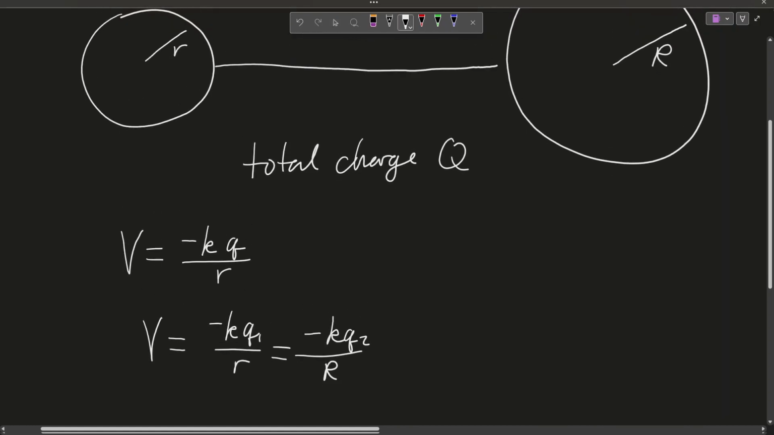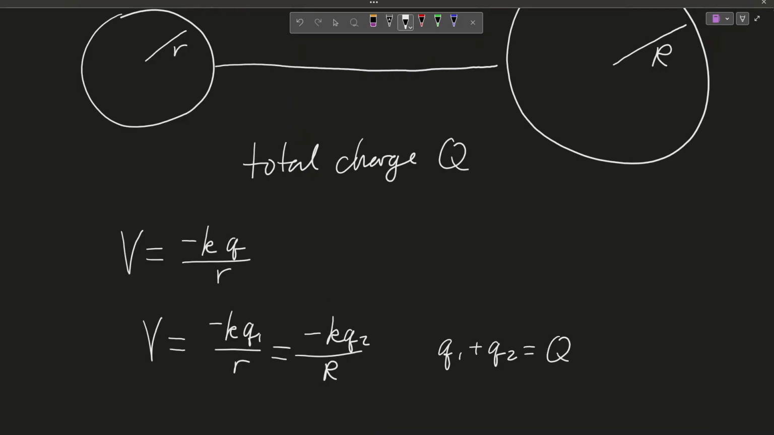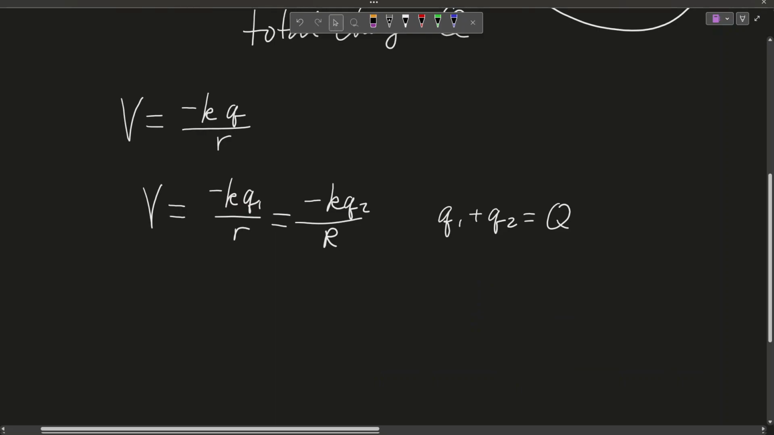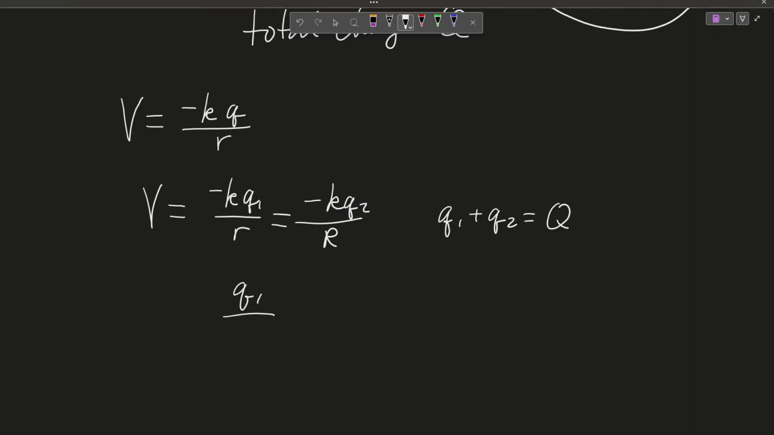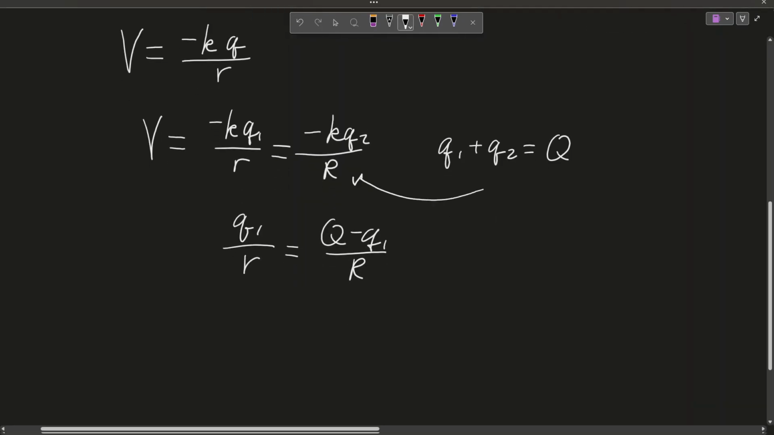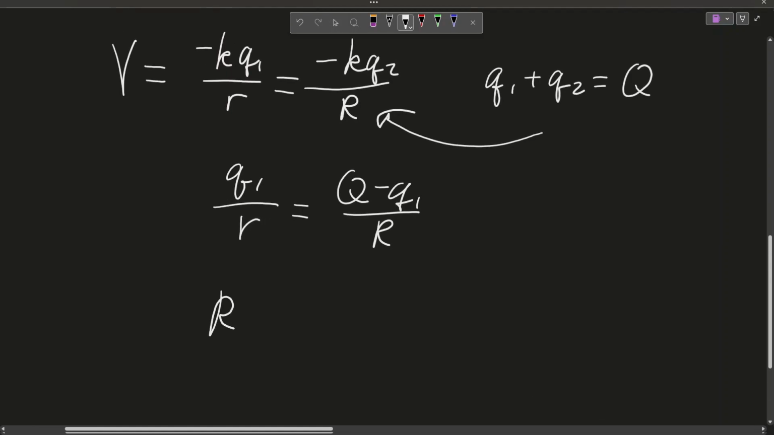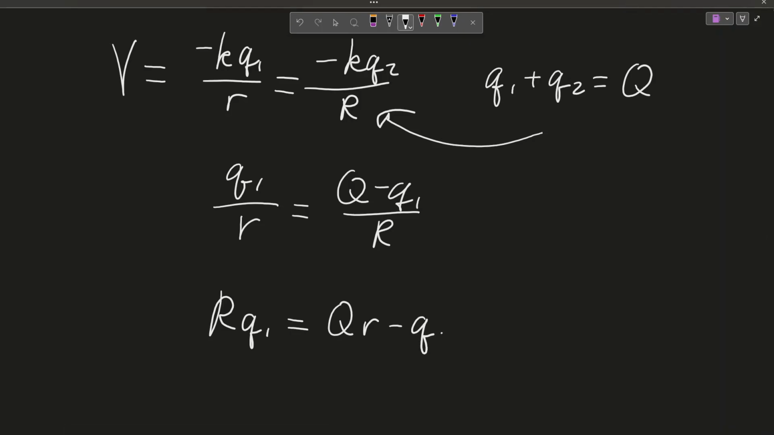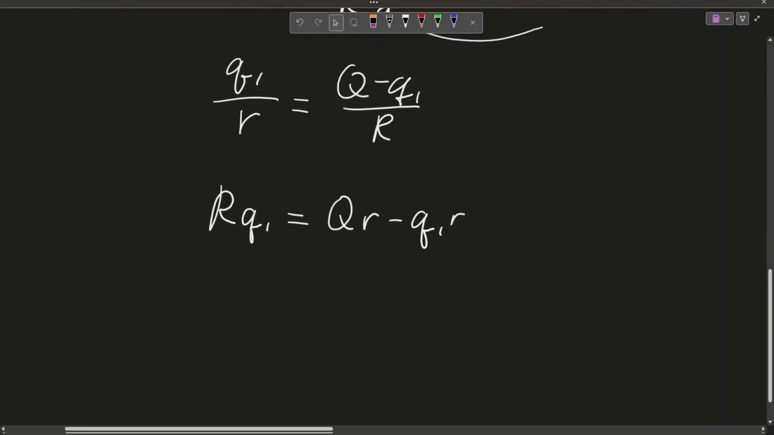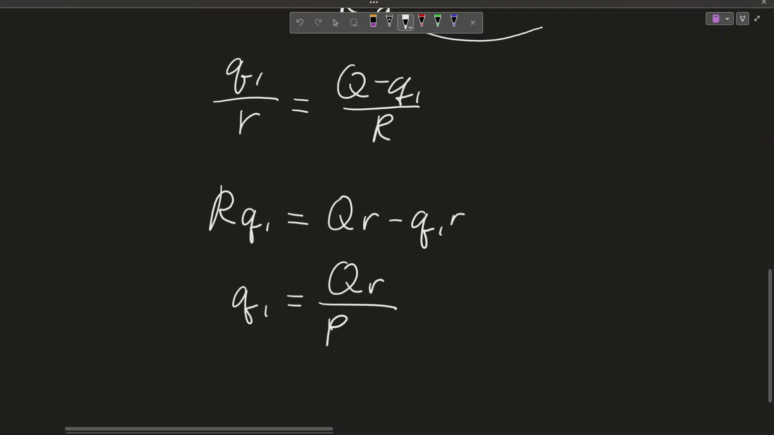Now the other equation we can write is that the sum of these two charges must be equal to our total charge. Between these two equations, we now have a system of equations that we can actually solve. So we can write Q1 over r is equal to (Q minus Q1) over big R, just substituting that equation in. And we find R Q1 is equal to Q r minus Q1 r. Now if we simplify a bit, we find Q1 is equal to Q r over (R plus r).